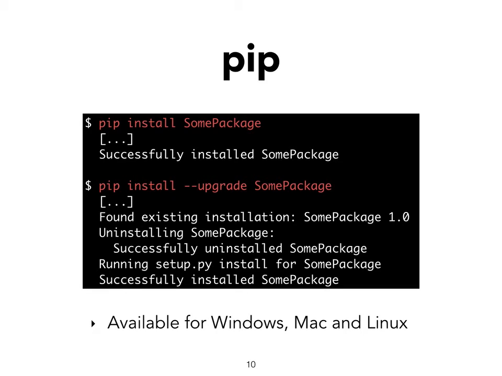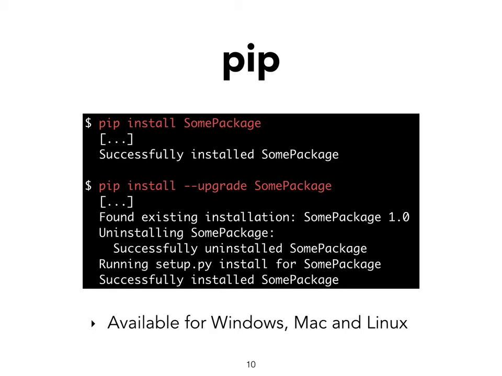Another thing which is not a Python library in the same way, but is a program you can use to install Python libraries is called pip. And the way pip works is that you say pip install, and then you take a package name. And you can also upgrade the packages you have.